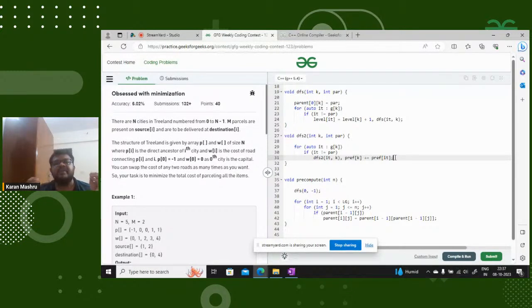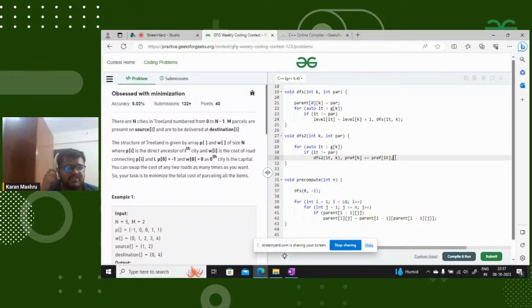So basically I will count, in all my m parcels from source to destination, which edge is repeated the most number of times. The edge which appears the most number of times, I will assign the smallest weight to it. So that will contribute the least to my answer.